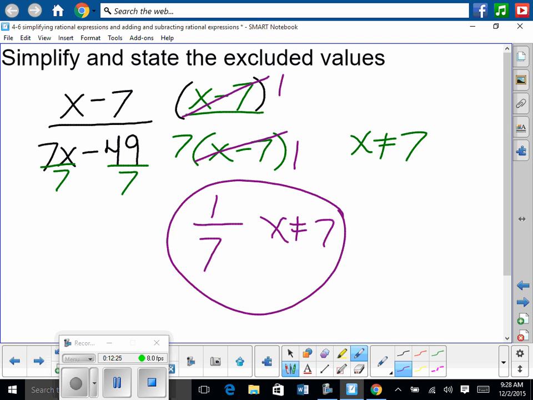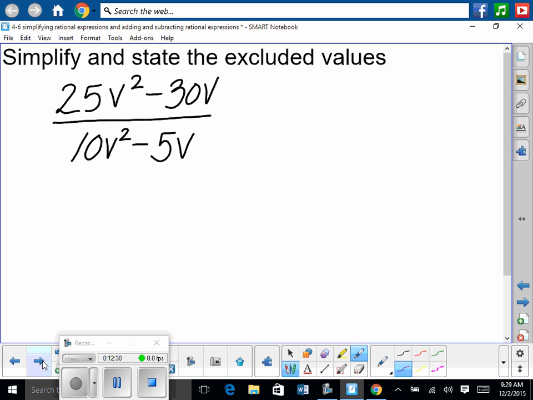Okay, is everybody comfortable so far? A little bit more difficult. Here we go. 25b squared minus 30b all over 10b squared minus 5b. Our first step is factor the top, factor the bottom. Look at the top. It's quadratic. But what's there in common in the beginning? A 5 and a b. So we're pulling out 5b. So divide each thing by what you pulled out. Write what's left. What's 25b squared divided by 5b?